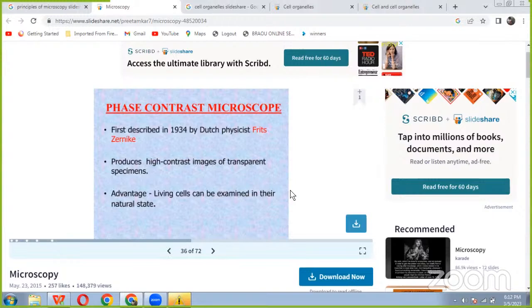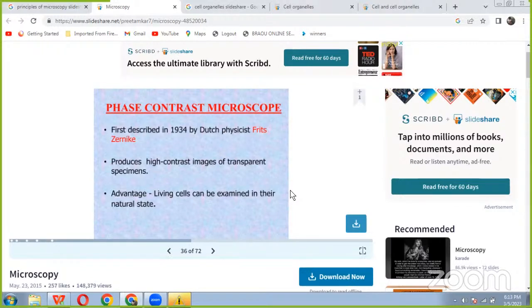In 1934, Zernike first described the phase contrast microscope. It produces a high contrast image of a transparent specimen. It is a very important microscope. When a transparent specimen is examined by normal light microscopy, it is difficult to see all the cell content, because the human eye normally cannot detect such contrast.